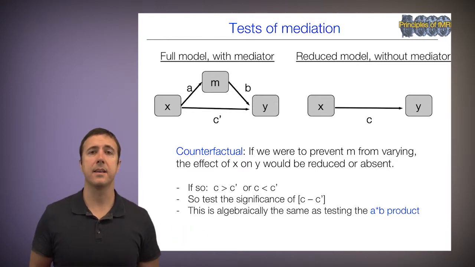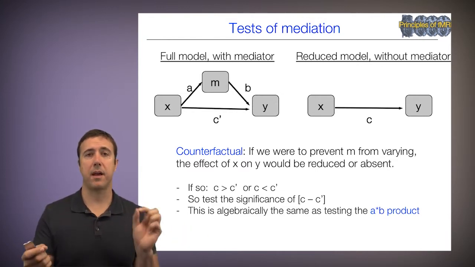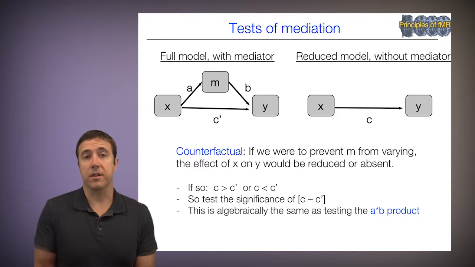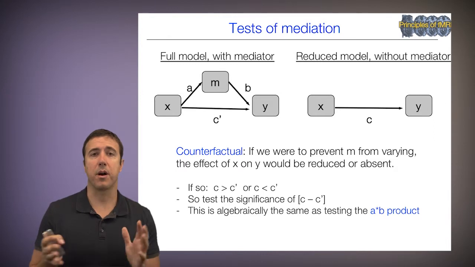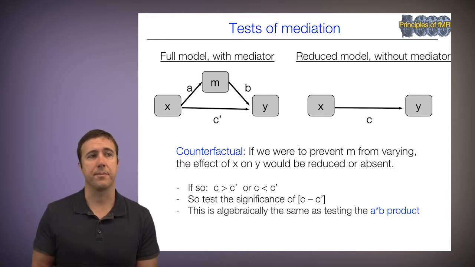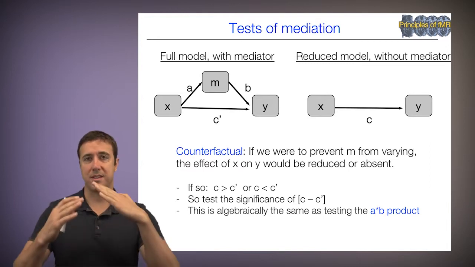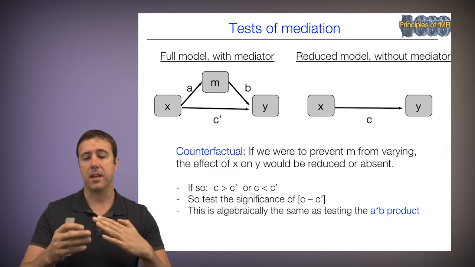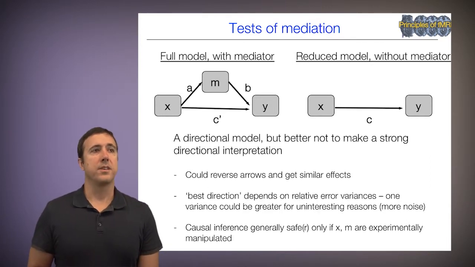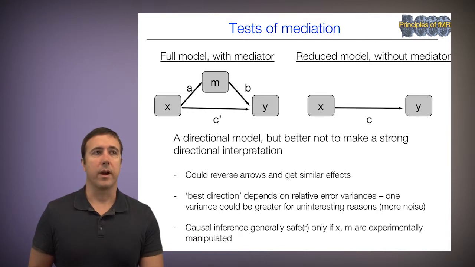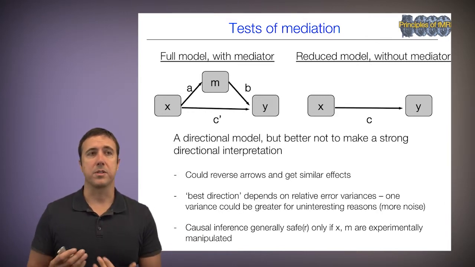And if that's the case, then if we compare path C and path C prime, they should be different. And so we can test the significance of C minus C prime. And that's the test of mediation. And this, with some algebra, turns out to be the same as testing the product of the path coefficients, A and B. So we're really testing an A-B product in this case. This is a directional model where I have to specify which is the predictor and which is the outcome.